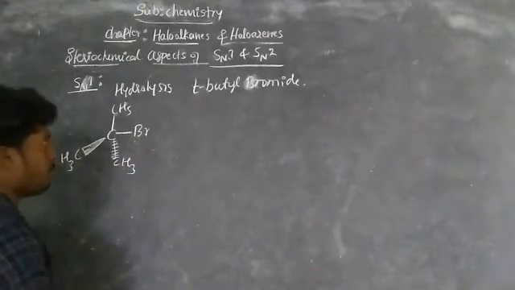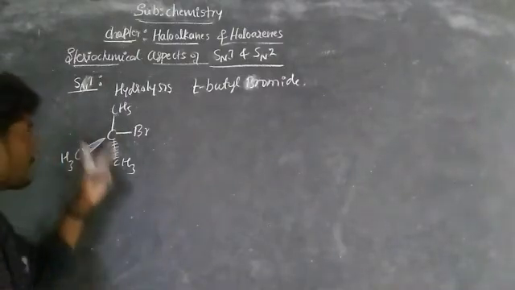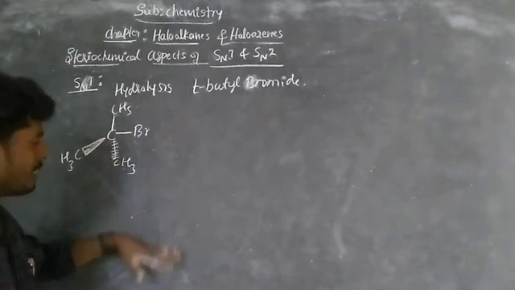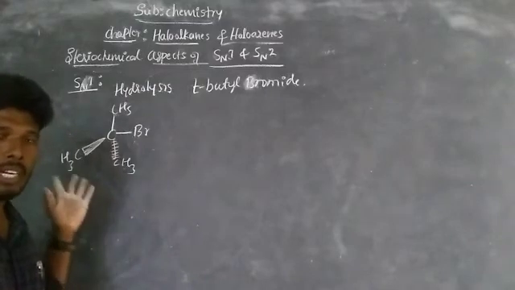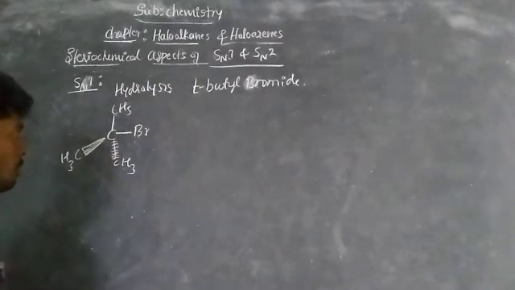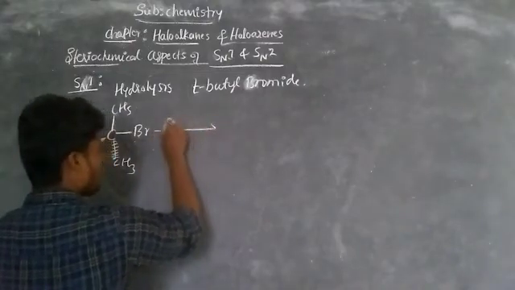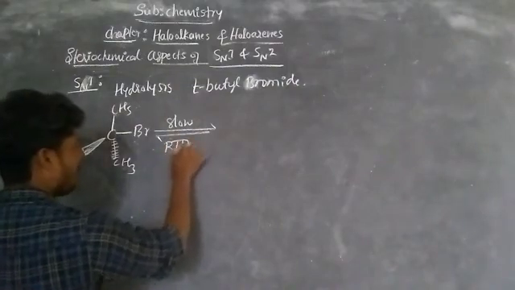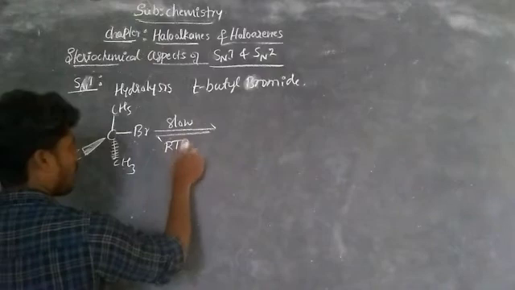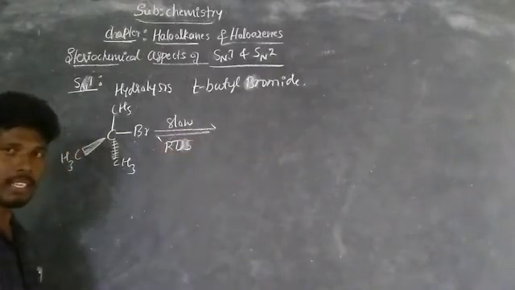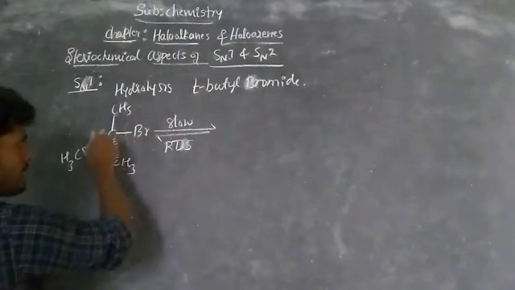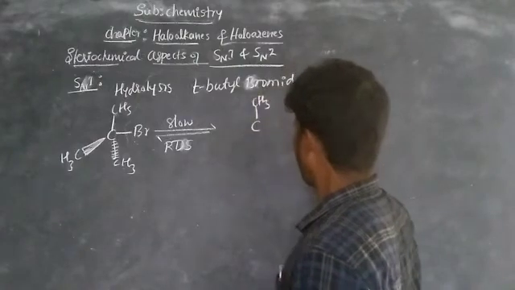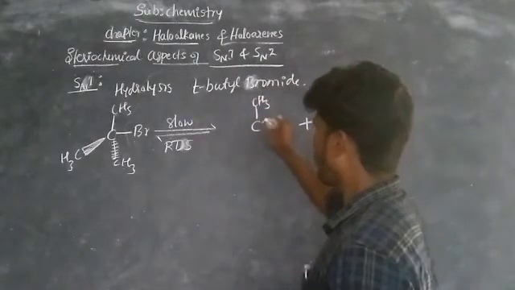The mechanism of tertiary butyl bromide hydrolysis takes place in 2 steps in SN1, right? The first step is ionization of tertiary butyl bromide, and the second step is attack of the nucleophile on the carbocation of tertiary butyl. Here the first step is slow, and it is the rate determining step. After ionization here, what you get is C bonded to CH3 groups plus Br minus. Here the carbon carries a positive charge.